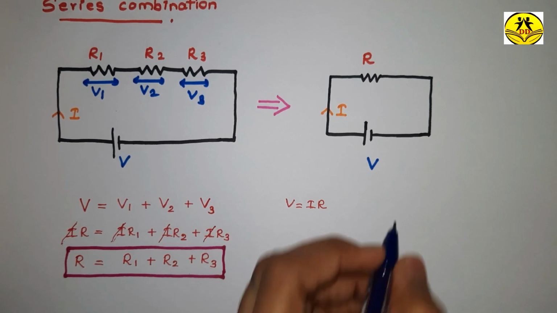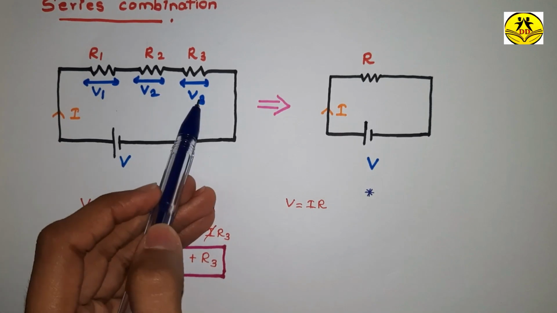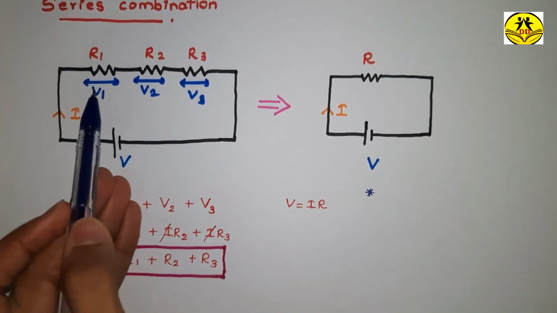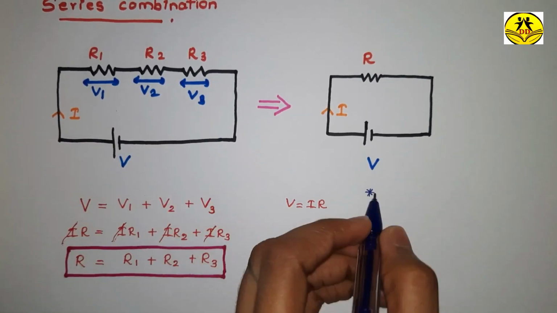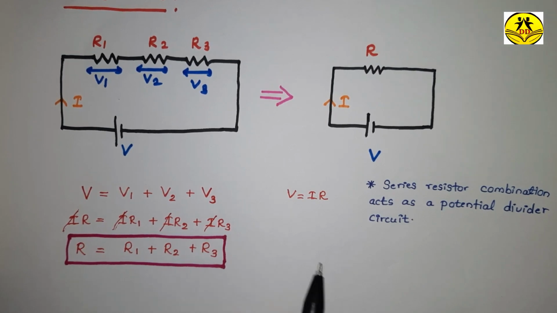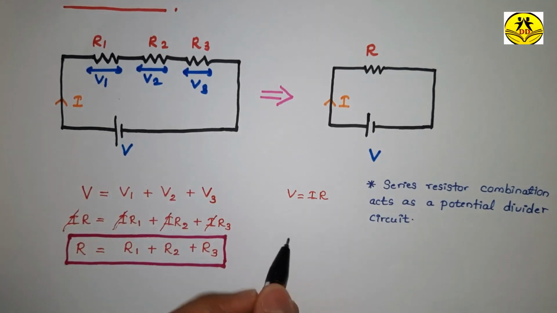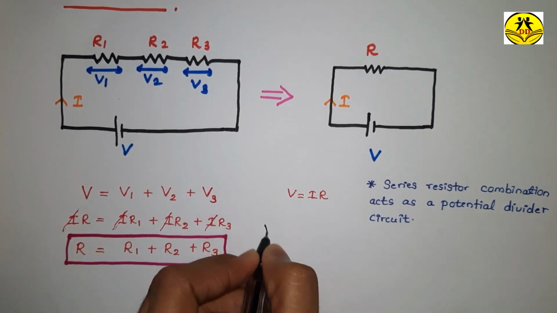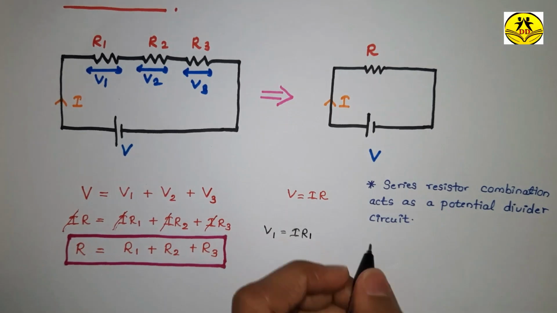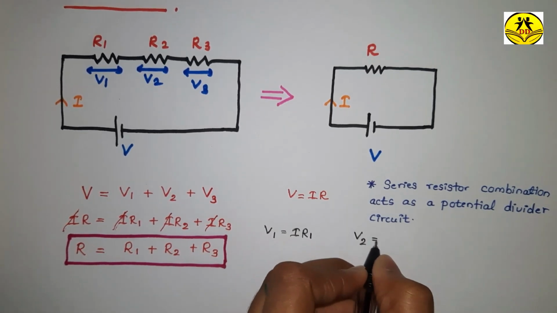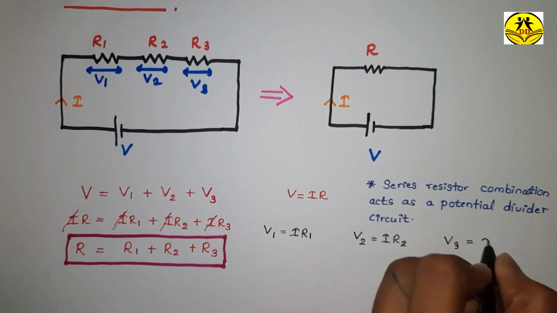And remember, a series resistor combination is considered a potential divider circuit. Here the potential gets divided among these resistors connected in series. That relationship can be written as follows. If we apply V equals IR to each and every resistor, for resistor R1, V1 equals IR1, and V2 equals IR2, V3 equals IR3.